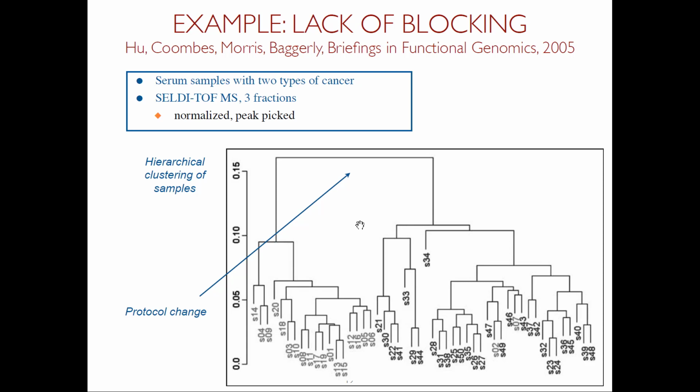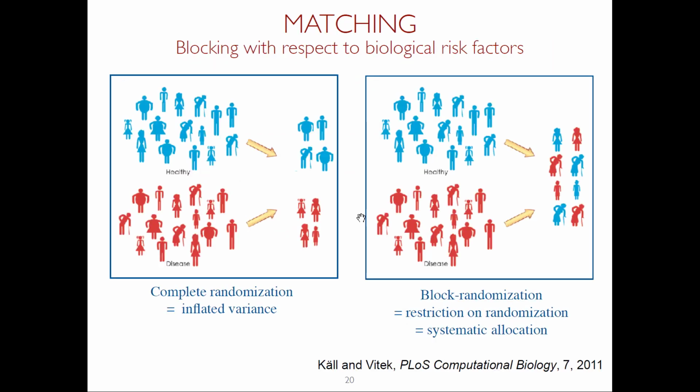Now, if this protocol change is unavoidable, maybe because we need to do some maintenance in between data collection, then we can plan this in advance and make sure that we have enough healthy and disease before the maintenance and enough healthy and disease after the maintenance, and then combine these results. And so this will be a good use of the experimental resources as opposed to complete randomization. Blocking with respect to biological characteristics is referred to as matching.